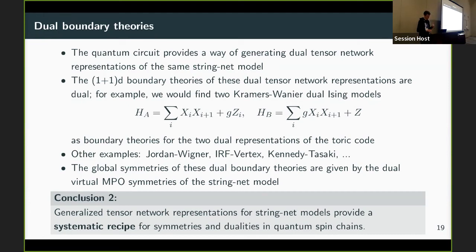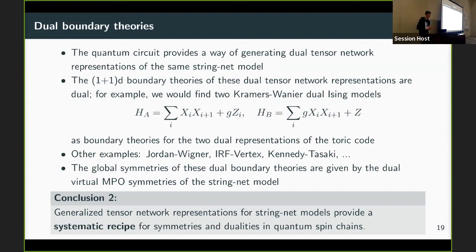Other examples that you can generate like this very easily: the Jordan-Wigner transformation is actually something you can also understand in this language. Something called the IRF-vertex correspondence, which is a correspondence between the solid-on-solid model and the 6-vertex model. If you know this, then you will recognize this. Something like the Kennedy-Tasaki duality, which is a duality between an SPT phase and a regular symmetry broken phase. All of this fits perfectly well within this framework. And the global symmetries of these boundary theories are then just given by the dual virtual symmetries of the string net model to which they are attached.